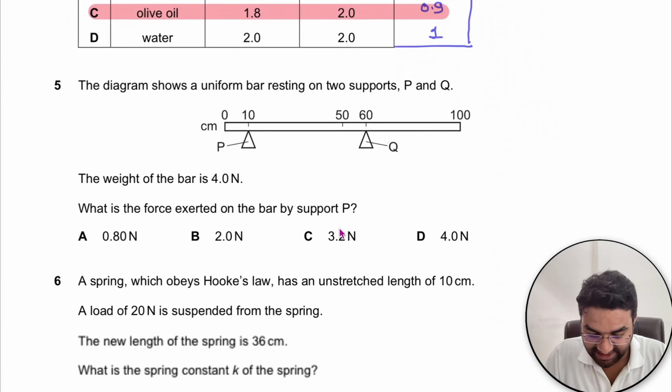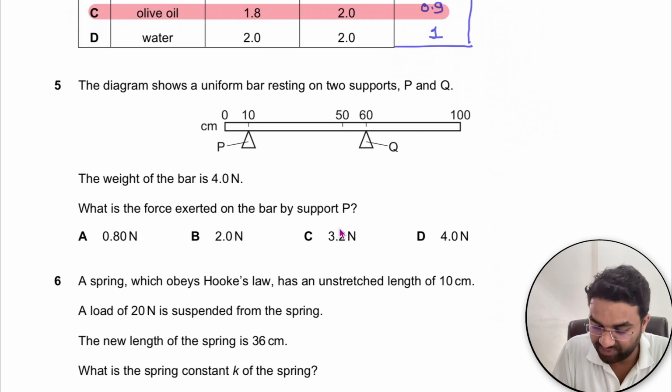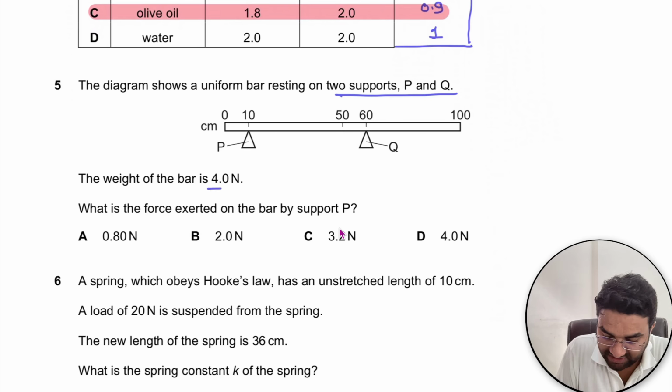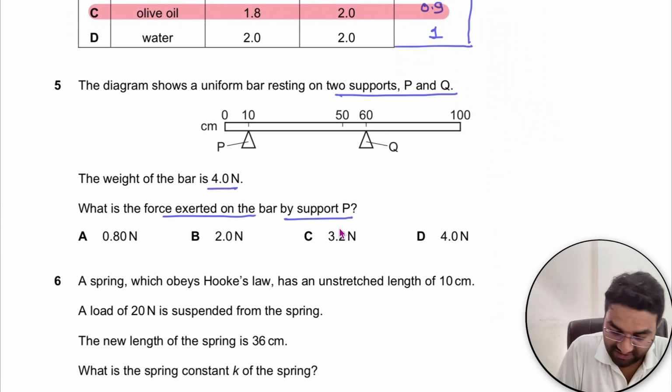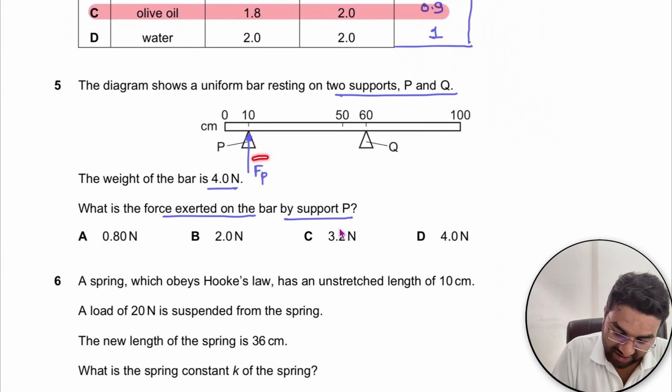Getting it? Then next, the diagram shows a uniform bar resting on two supports, P and Q. The weight of the bar is 4 Newton. What is the force exerted on the bar by support P? So here we have the force at P. What is the force exerted on the support? Now to calculate this force at P, we have to take the moment at Q.